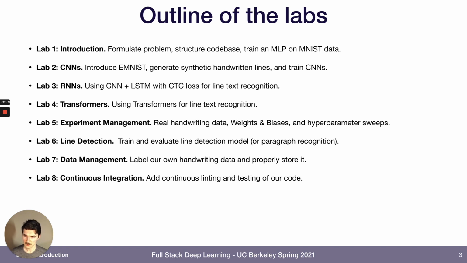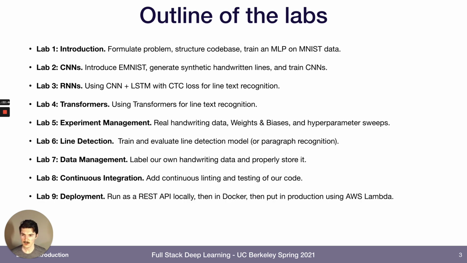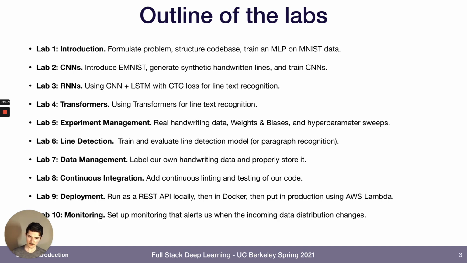In lab 8, we're going to introduce continuous integration, with continuous linting and testing of our code. In lab 9, we will do deployment, once again to the web. We're going to run it first locally as a REST API using FastAPI, then still locally but in a Docker container, and then finally we're going to put that container in production using AWS Lambda. In lab 10, we're going to set up monitoring that should alert us when the incoming data distribution or our prediction distribution changes.